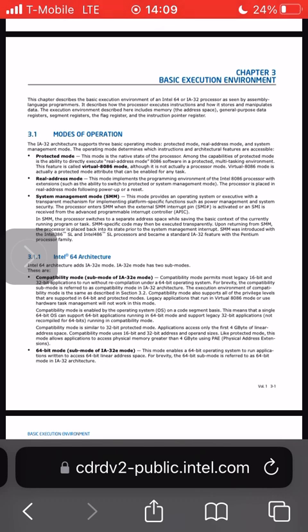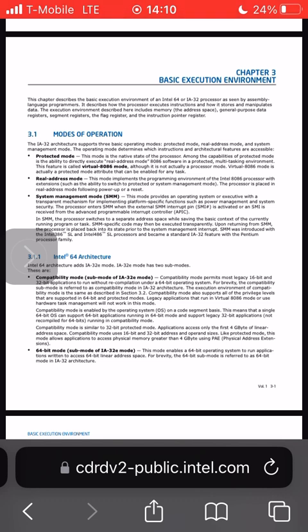The execution environment of compatibility mode is the same as described in Section 3.2. Compatibility mode also supports all of the privilege levels that are supported in 64-bit and protected modes. Legacy applications that run in Virtual 8086 mode or use hardware task management will not work in this mode. Compatibility mode is enabled by the operating system on a code segment basis. This means that a single 64-bit OS can support 64-bit applications running in 64-bit mode and support legacy 32-bit applications, not recompiled for 64 bits, running in compatibility mode.